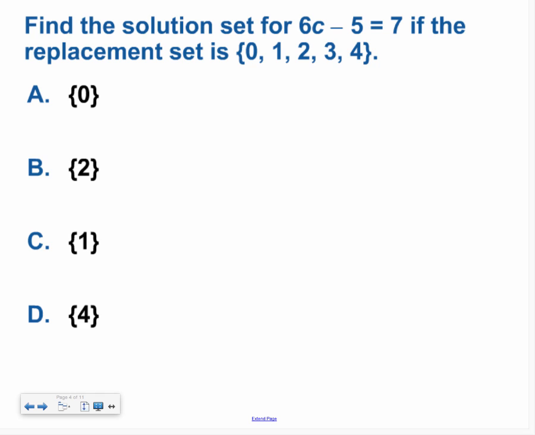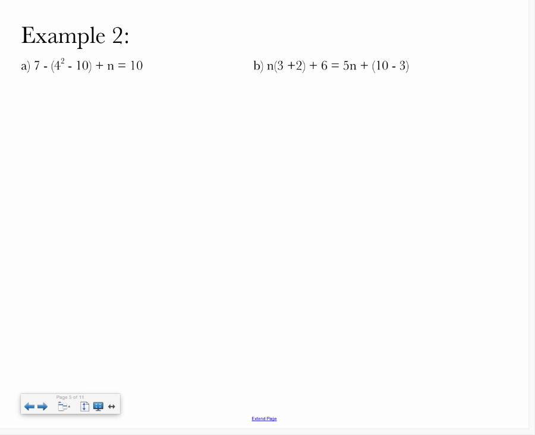Now, I want you to try and find the solution set for 6c minus 5 equals 7 if the replacement set is 0, 1, 2, 3, and 4. Hopefully you ended up with 2 as your solution. If not, be sure to ask either myself or a friend. Let's look at our next example.